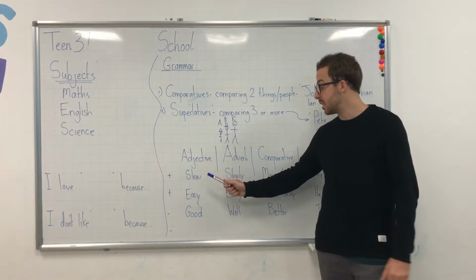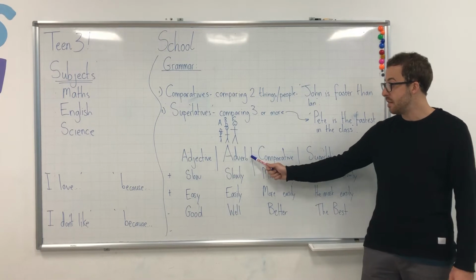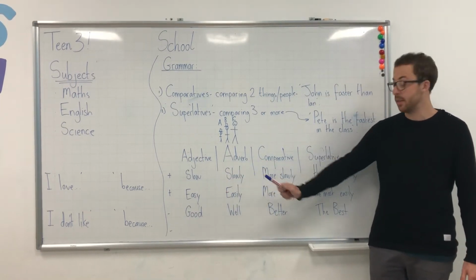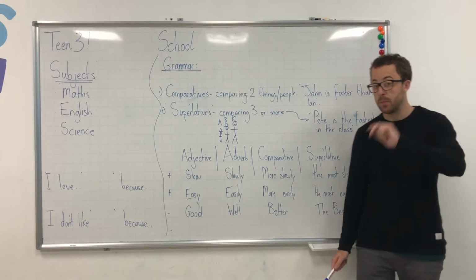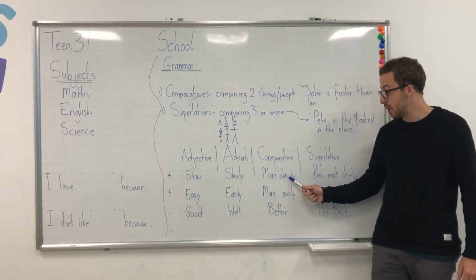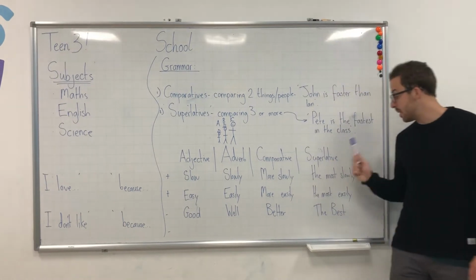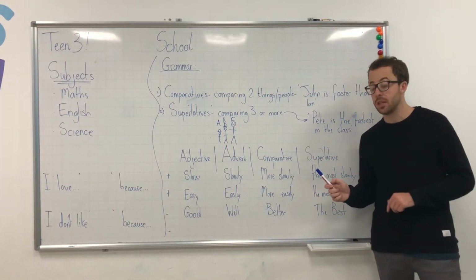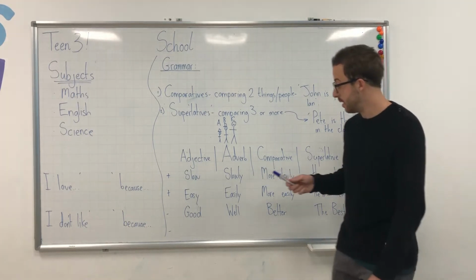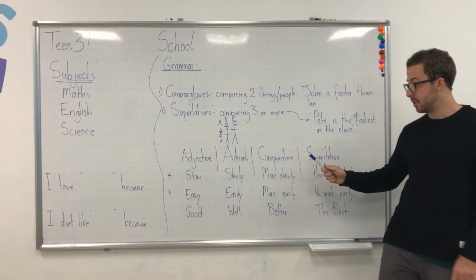We have the adjective of slow, okay, the opposite of fast. The adverb of slow, we add ly, becomes slowly. After this, for 2 people or 2 things, we say more slowly, again with the ly, that's very important. And then the superlative, for more than 2, the most slowly. Okay, that's a regular version of how we create our comparative and superlative.